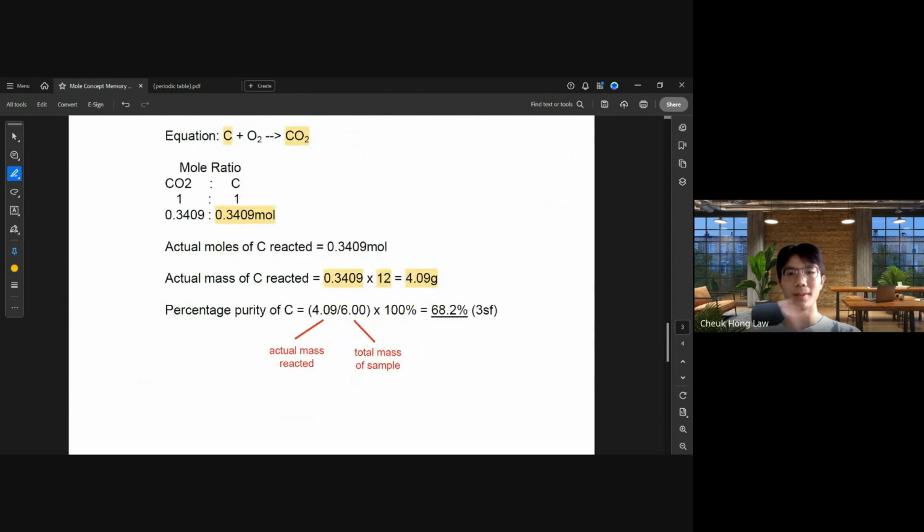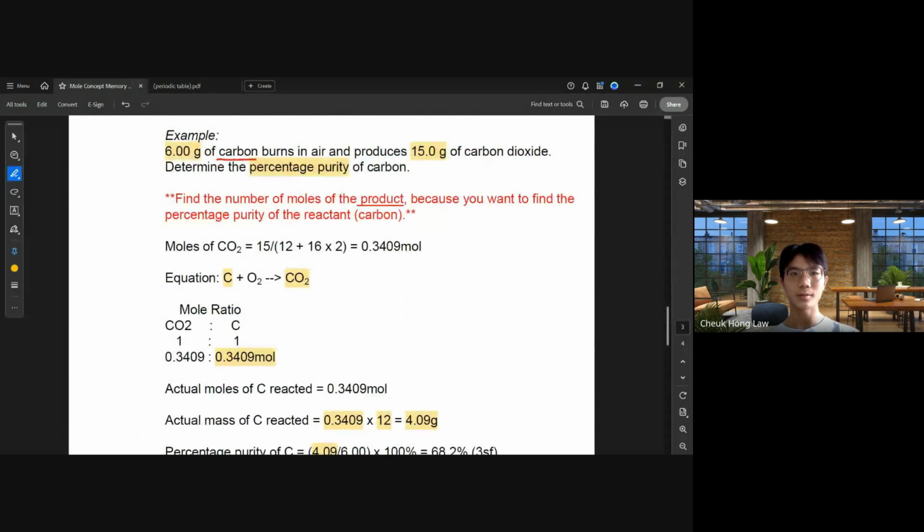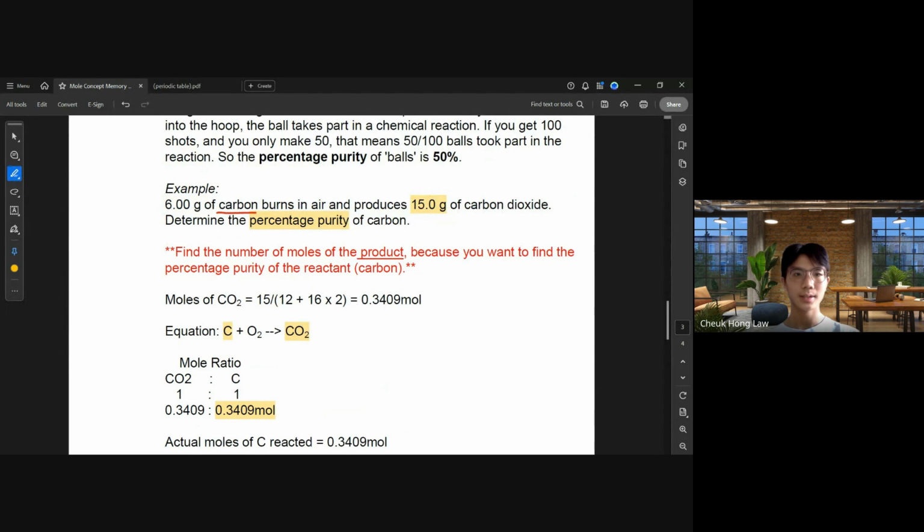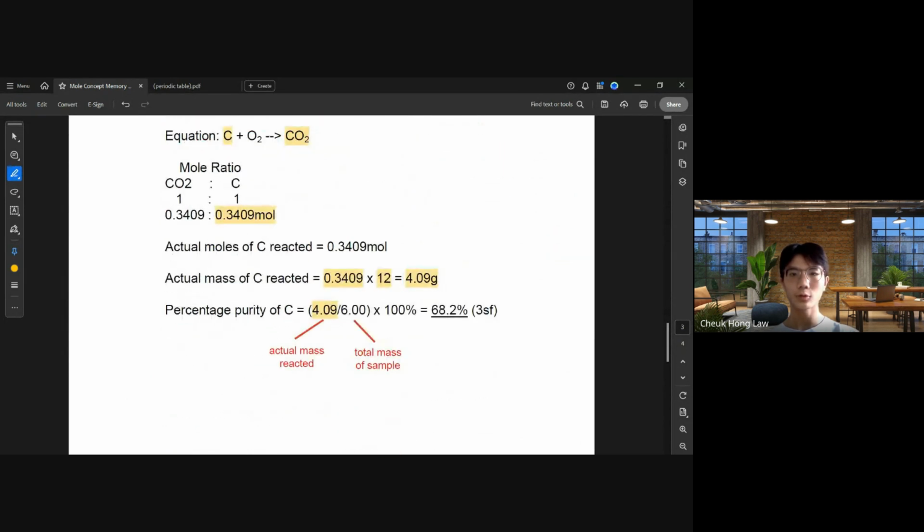And from there, I can find the percentage purity, right? Actual mass reacted divided by total mass of sample. So actual mass reacted is 4.09 grams. And what's the total mass given to us? 6 grams. The total mass of the sample is 6 grams. So 4.09 divided by 6 times 100% gives me 68.2%. So that's the percentage purity of carbon. Then again, leave it to 3SF for your answer.